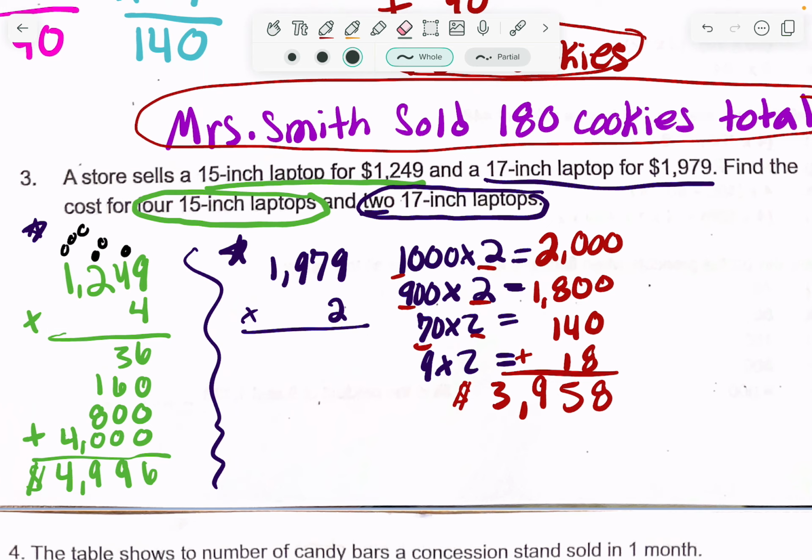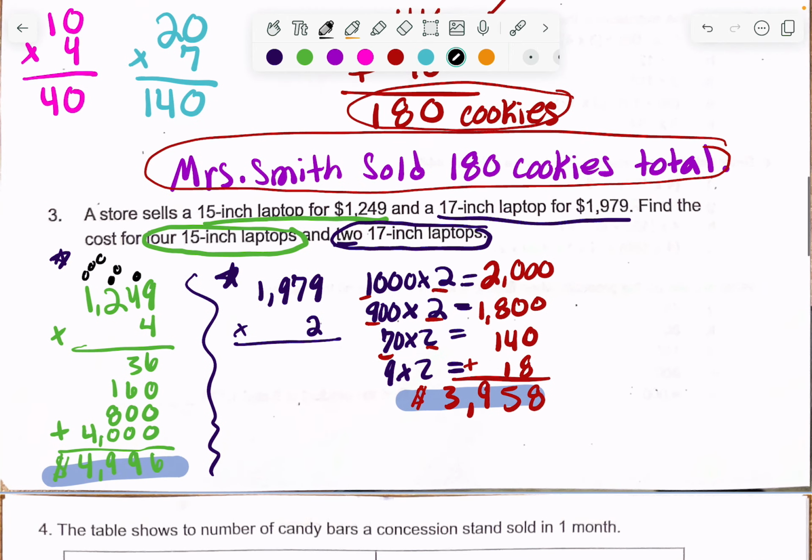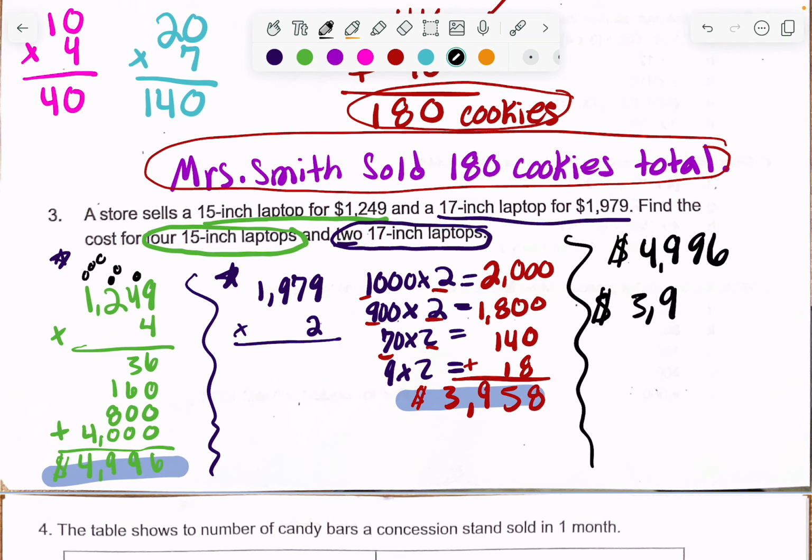laptops and two 17-inch laptops. So I need to take my two numbers that I just got. I'm going to highlight them in my blue. And I need to add them together. So I'm going to go over here and make a squiggle. This is where I'm going to add my two numbers together, because I need to find the total. So I have $4,996 plus $3,958. I'm adding this because I'm finding the total amount, how much it's going to cost for this many laptops.